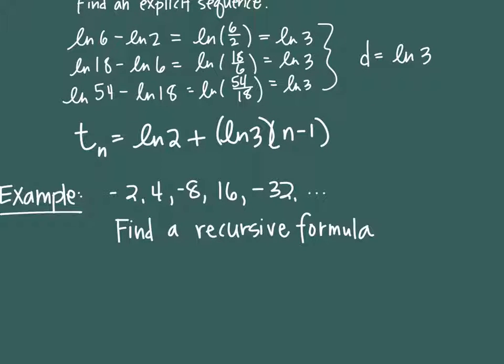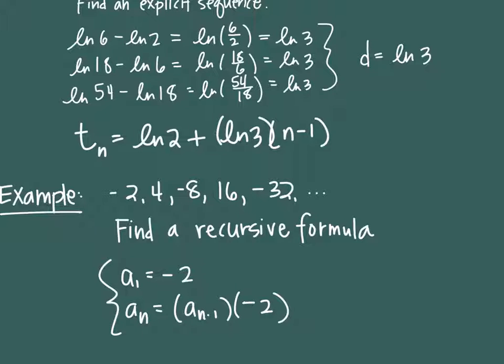So, recursive starts with a sub n. Actually, recursive starts with a sub 1. A sub 1 is -2. A sub n is the previous term, a sub n minus 1, times the common multiplier. Okay, and there's your recursive formula for that geometric sequence. All right.